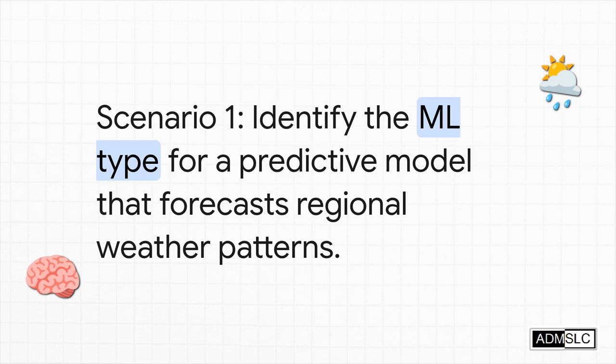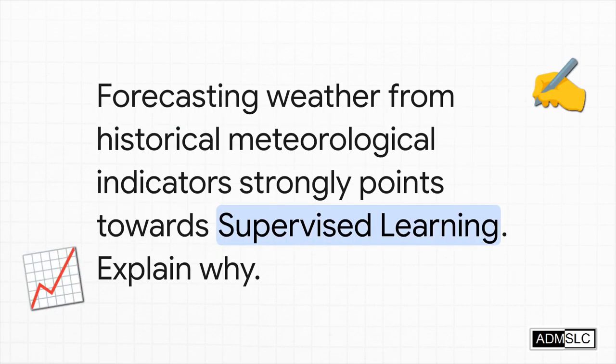The reasoning is everything. So if you see a scenario about forecasting weather, your brain should immediately start thinking, what kind of data do we have? We've got historical data with clear outcomes, right? It's labeled. That points straight towards supervised learning. That's the kind of thinking process you need to show.